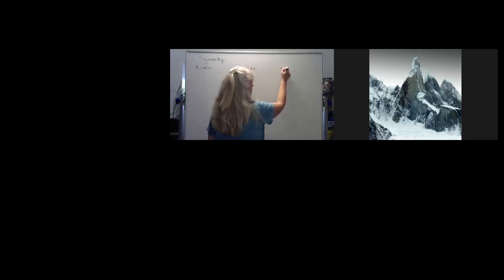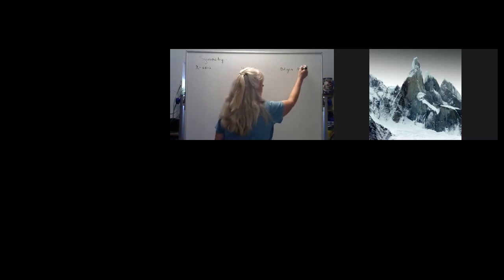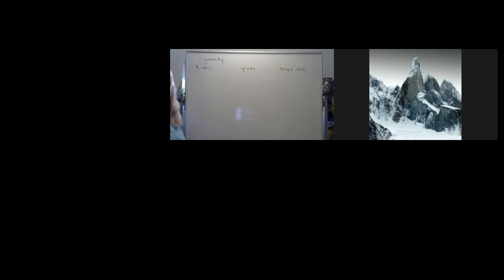So we're going to look at symmetry with respect to the x-axis. We'll also look at symmetry with respect to the y-axis. And then finally, we're going to look at symmetry with respect to the origin. So meaning the point 0, 0 with respect to the origin. So let's draw some graphs to help us with this idea of symmetry.